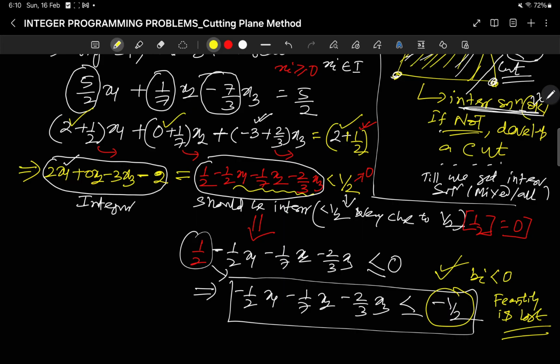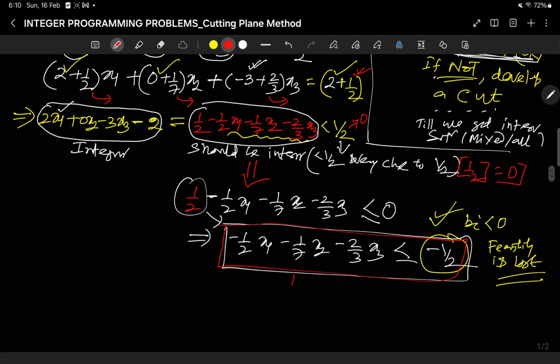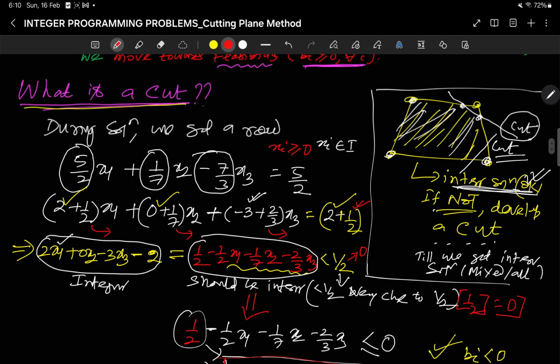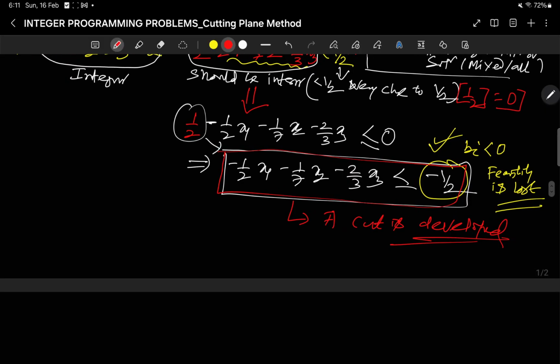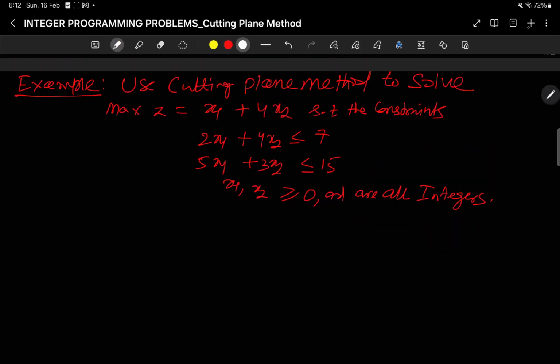Okay, so let me solve one example. That means this is my cut. In that way a cut is developed. The cut is developed out of this row, out of these constants. So let us now solve one example.